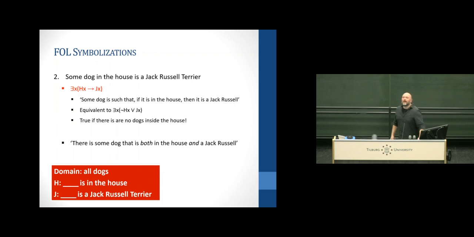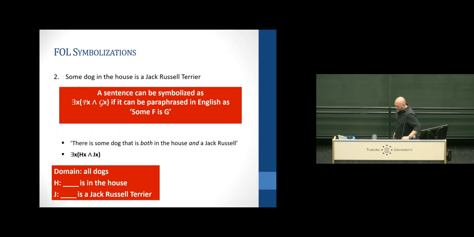So how do we do this one? How do we do some F is G? Existential with a conjunction. Now, let me stress, I know this is hard, and it's okay. That's why we're going to talk about it a lot. But our first one, every F is G, gets the universal conditional. Some F is G gets the existential conjunction.